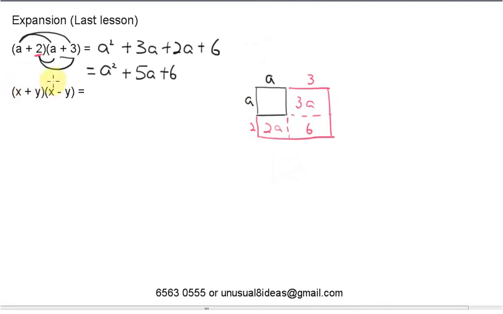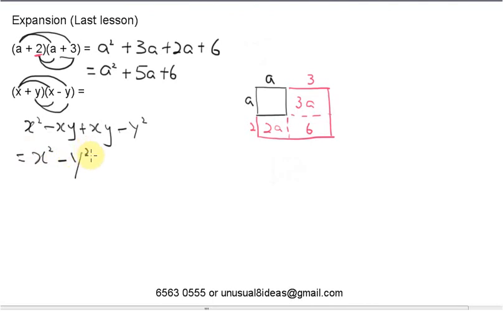Okay, the other one. Same thing. If you use distributive law, x times x, we have x squared, x times minus y, we have minus xy. This is a positive xy, and this is a negative y squared. So eventually what we have is x squared minus y squared.